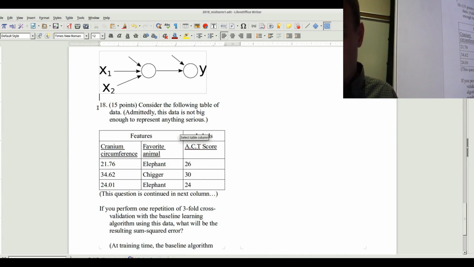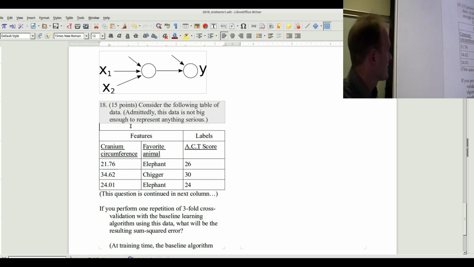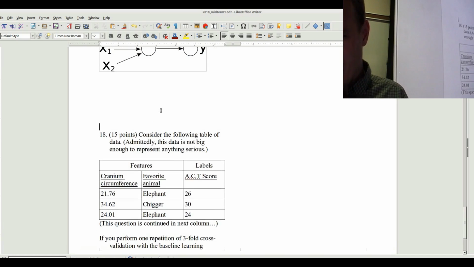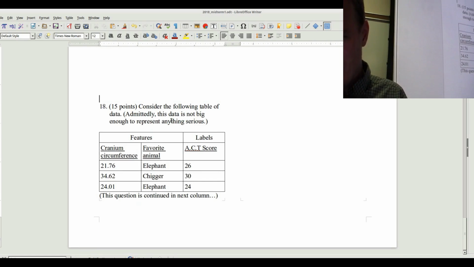Moving on. This last problem, we might finish with a little extra time, in which case I can teach something on convolution. Okay. Consider the following table of data. Admittedly, this data is not, I don't know why I disclaim it. Okay. So here's some data.